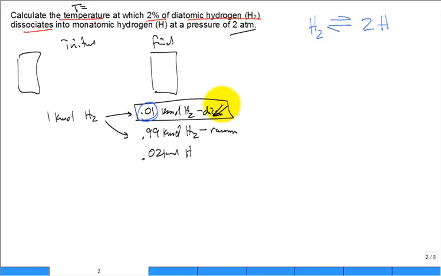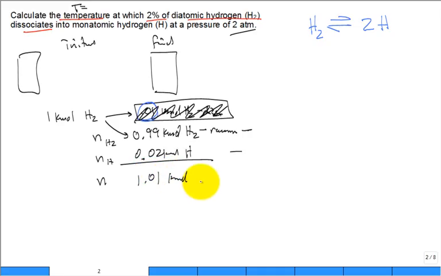Now, this is what I have in the mixture at the final state, at the equilibrium state. So it's like I have this amount of H2, this amount of H. How many total moles do I have in the tank? If I started with 1 kilomole, but I had 1% dissociate, how much do I have in the tank? Just add them up. 1.01 kilomoles total. True?